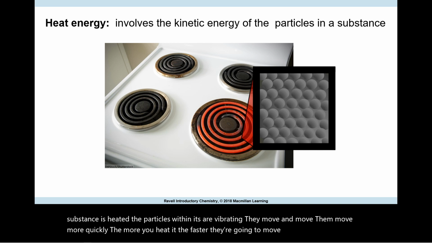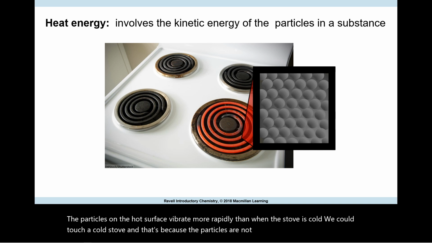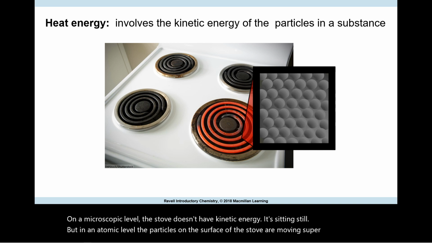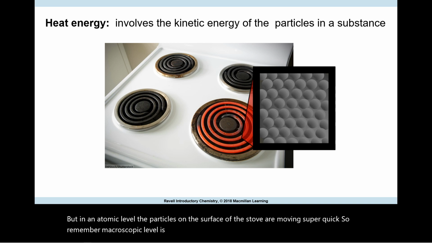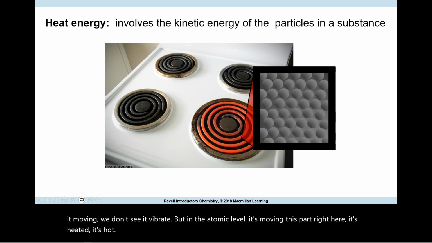So here we have a stove. The particles on the hot surface vibrate more rapidly than when the stove is cold. We could touch a cold stove, and that's because the particles are not vibrating. On a microscopic level, the stove doesn't have kinetic energy. It's sitting still. But on an atomic level, the particles on the surface of the stove are moving super quick. So remember, macroscopic level is the big picture, macro, big, right? We see a stove, we don't see it moving, we don't see it vibrate. But on the atomic level, it's moving. This part right here, it's heated, it's hot. Vibrations everywhere.